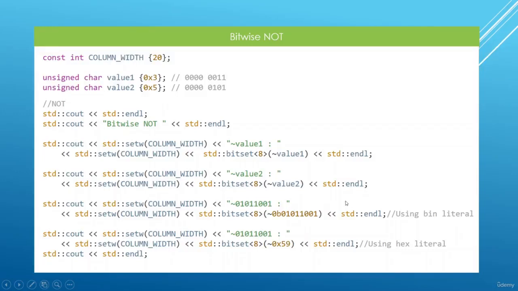We can also do NOT, and here you see that we have NOT value 1. This is going to flip every bit in this variable here. We're going to have NOT value 2 here. We're going to print this out. We can pass a literal directly.